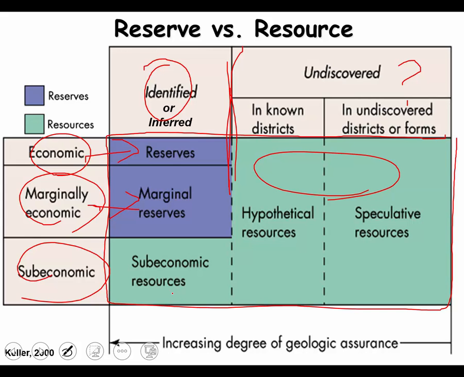Another example might well be, can I legally produce it? If you think about something like offshore oil, is it legal to drill for offshore oil? It depends on which state you're in. So if it's illegal, if it's in a national park, you may know it's there. You may have the technology to produce it, but you can't legally produce it. So it's not a reserve, it's a resource.